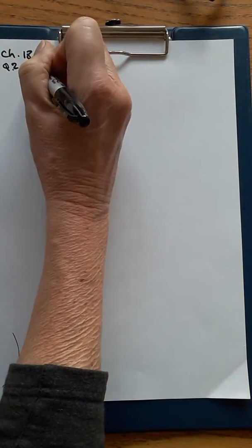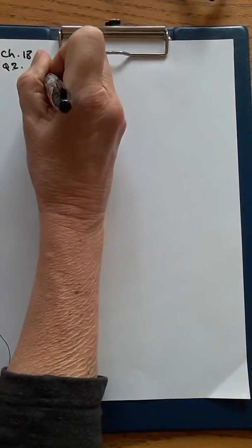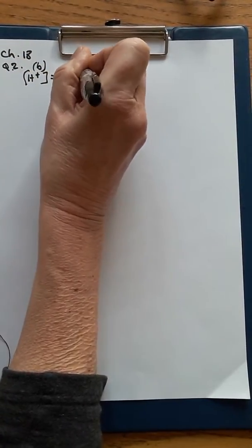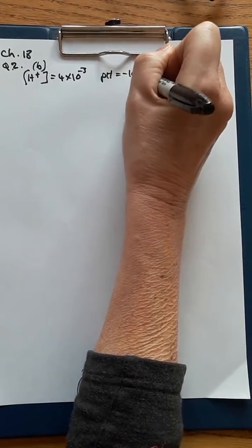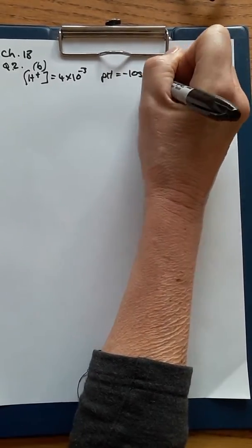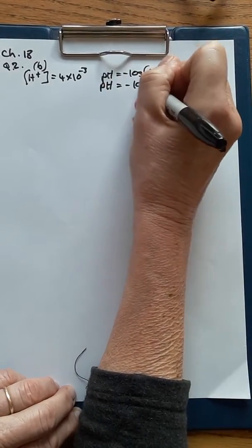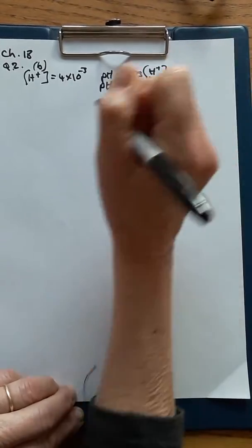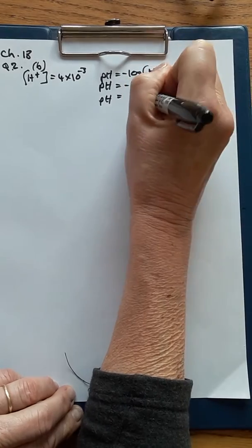So first of all, I'm going to look at part B. Part B says that the hydrogen ion concentration of this solution is 4 by 10 to the minus 3. Now I know what the pH is. The pH is minus the log of the hydrogen ion concentration. So therefore the pH in this case is minus the log of 4 by 10 to the minus 3. I put that into my calculator and I get a pH of 2.4.